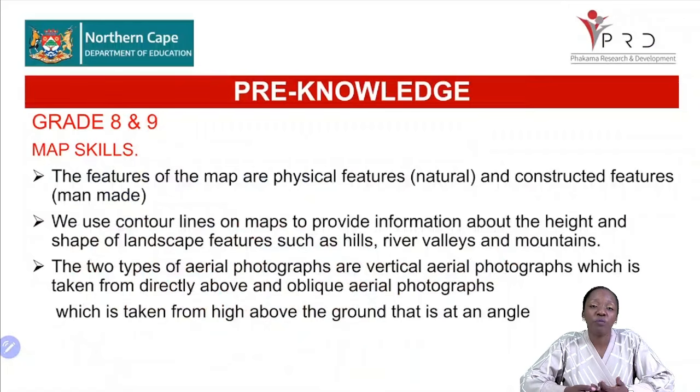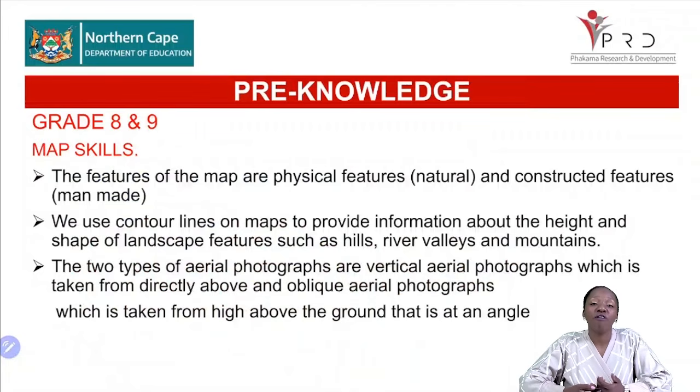Then we're going to take you back to your pre-knowledge baseline. In your pre-knowledge baseline, we're going to look at grade 8 as well as grade 9. In grade 8 and grade 9 in term 1, we have learned about the map skills. So in grade 9 in particular, you have learned about the map features, that we've got two features, which are your physical feature, the ones that we regard as a natural feature, and your constructed features, the ones that we regard as a human-made feature.